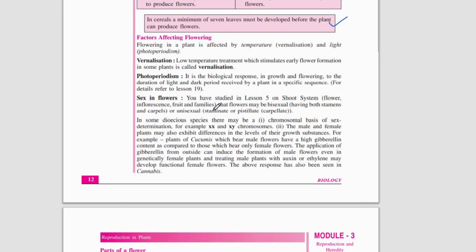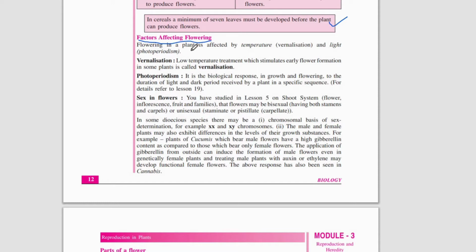So, shall we start? Okay, so the next topic is factors affecting flowering. In the last class we discussed how reproduction happens in flowering plants, when flowering is initiated, and what the different types of plants are based on the time at which they produce flowers in their life cycle. In this topic we'll discuss the factors affecting flowering.